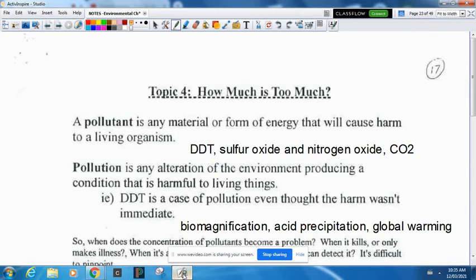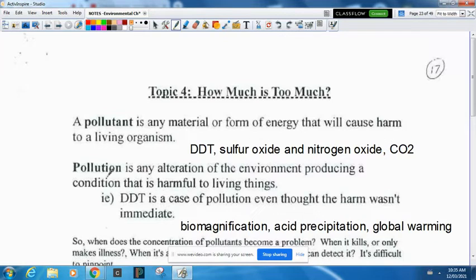Okay, so environmental quality, outcome 2, part 2, looking at topic 4, how much is too much. So a pollutant is any form of energy that will cause harm to a living thing. Some pollutants that we've already looked at are DDT, carbon dioxide, nitrogen oxides, and sulfur oxides. These ones cause acid precipitation. This one, biomagnification. This one causes global warming.